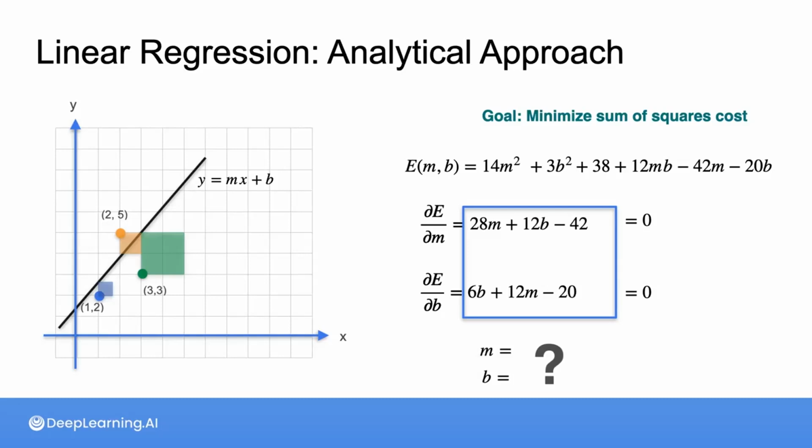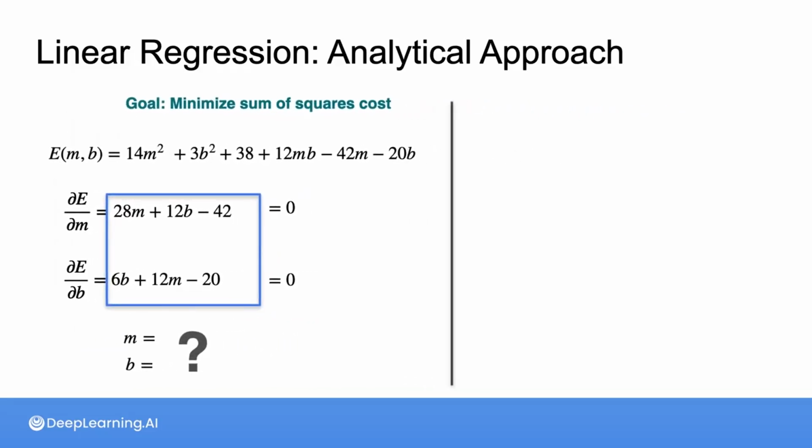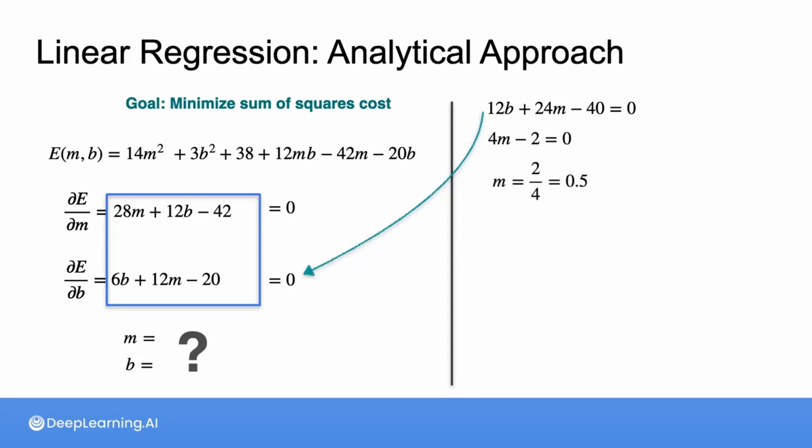And once we work it out, that m and b are going to be the optimal values to minimize E of m, b, and they're going to give us the perfect line. So how do we solve this? Well, let's start with the second equation, and let's multiply it by 2 to get 12b plus 24m minus 40 equals 0. Now let's subtract it from the first equation to get 4m minus 2 equals 0. This is equivalent to m equals 2/4, which is 0.5 or 1/2.